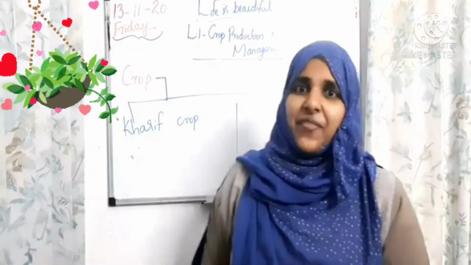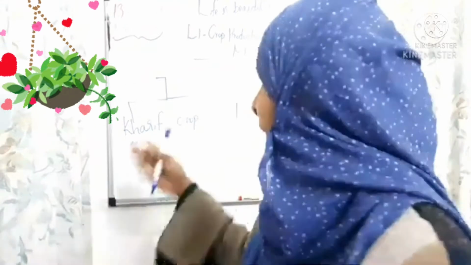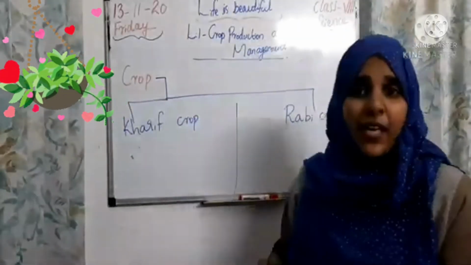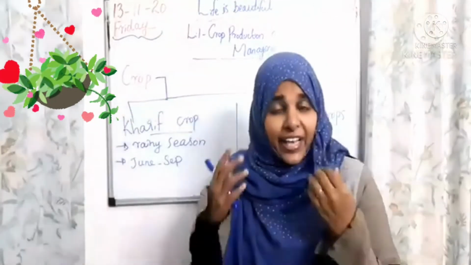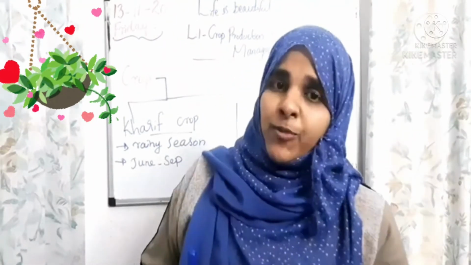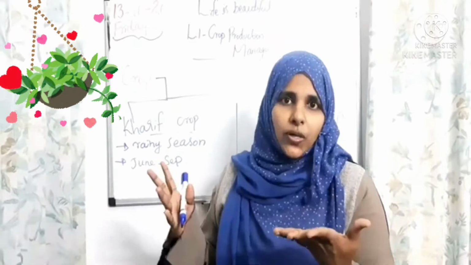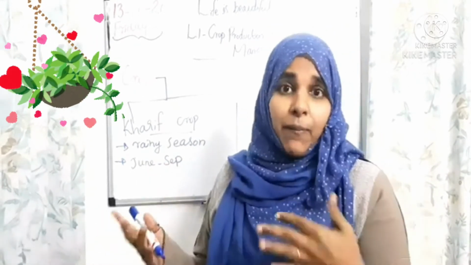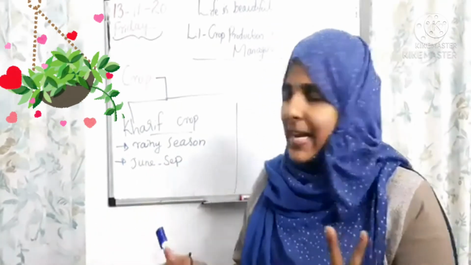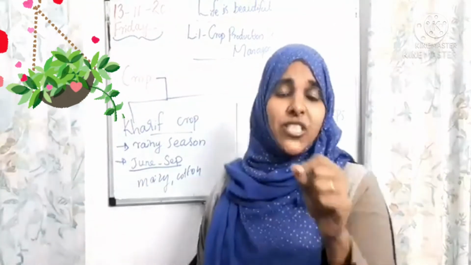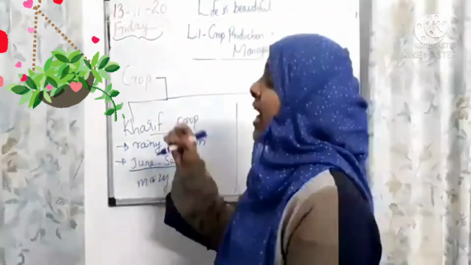Based on season, we can classify crops as kharif crops and rabi crops. Kharif crops are the crops which are sown in the rainy season. They need water to grow. For example, maize plants and cotton plants. In India, we select the months June to September for kharif crops.